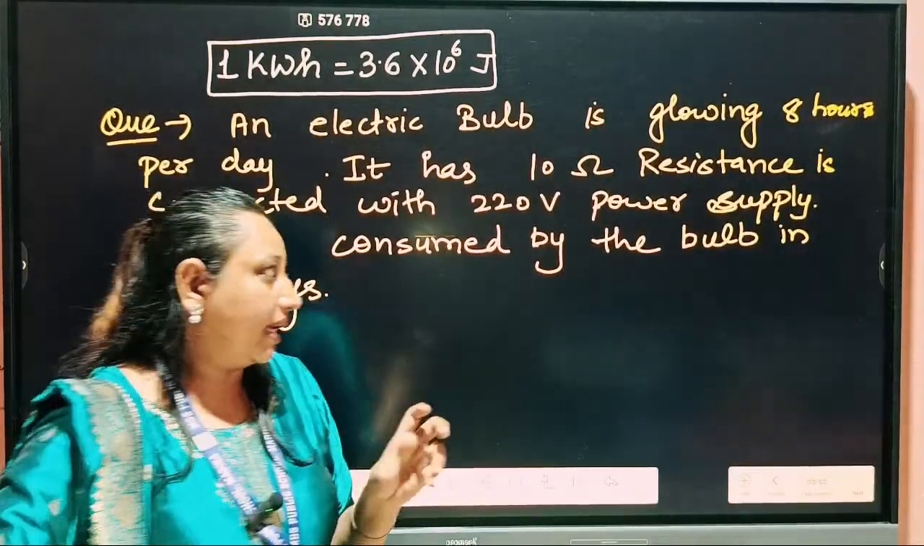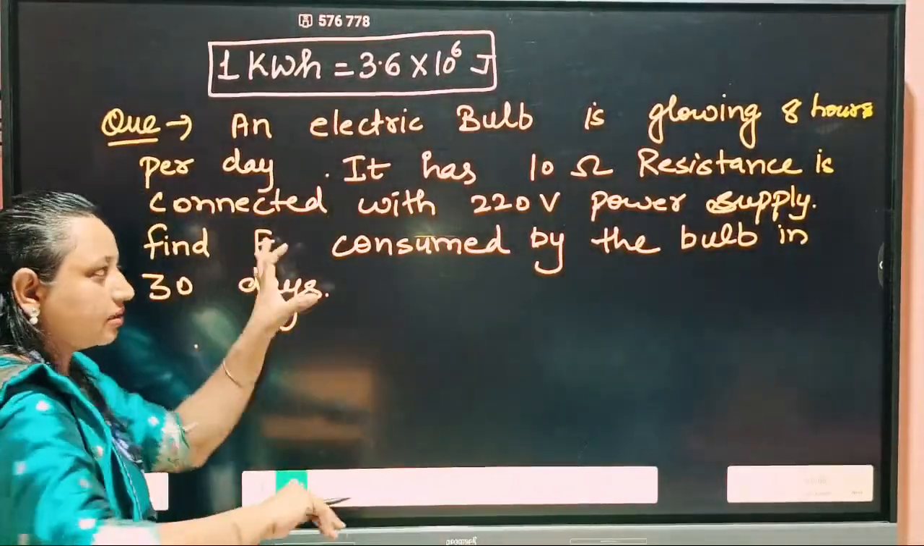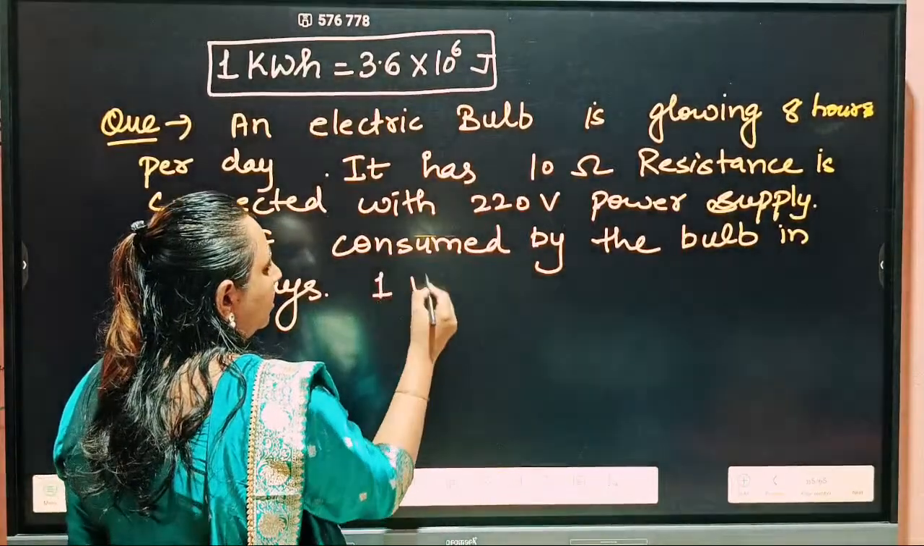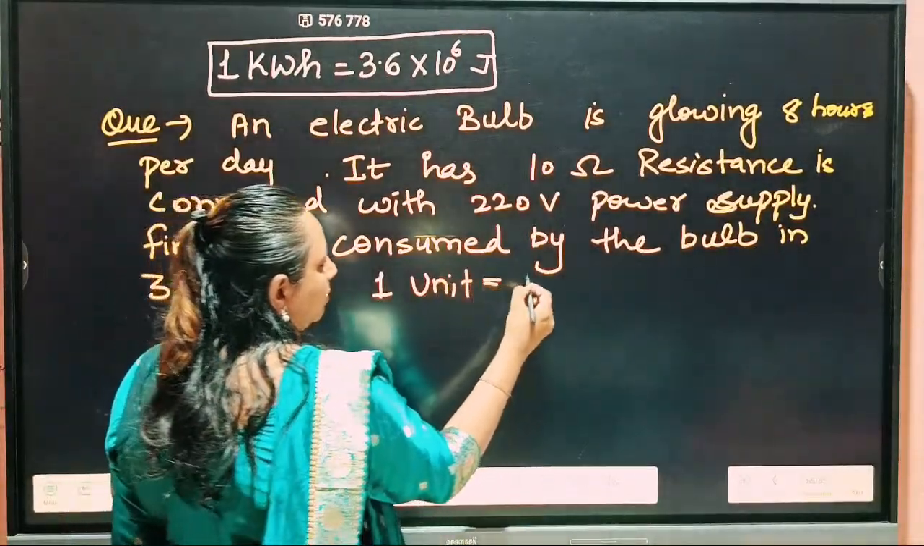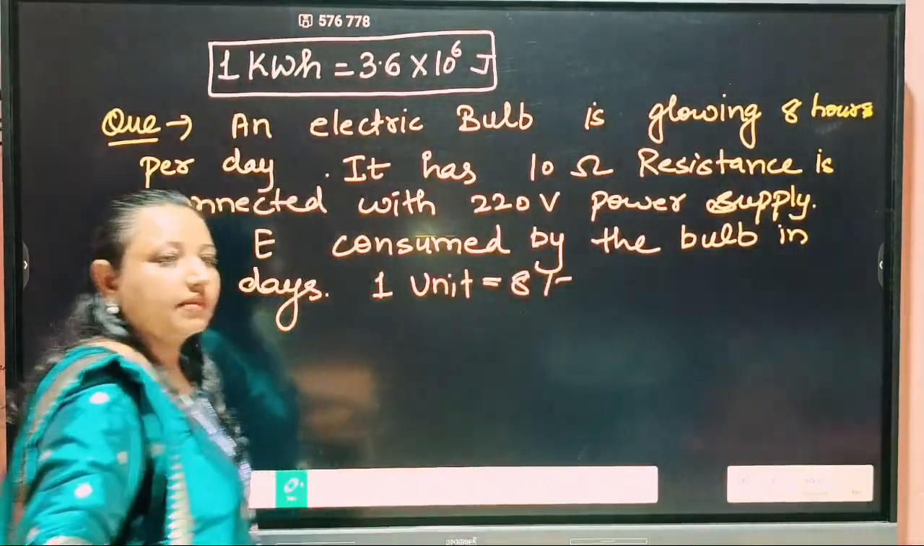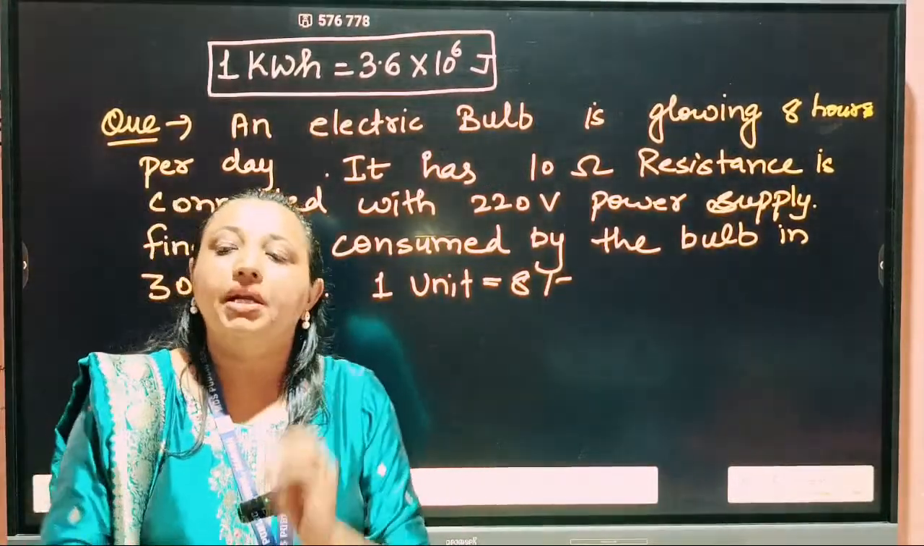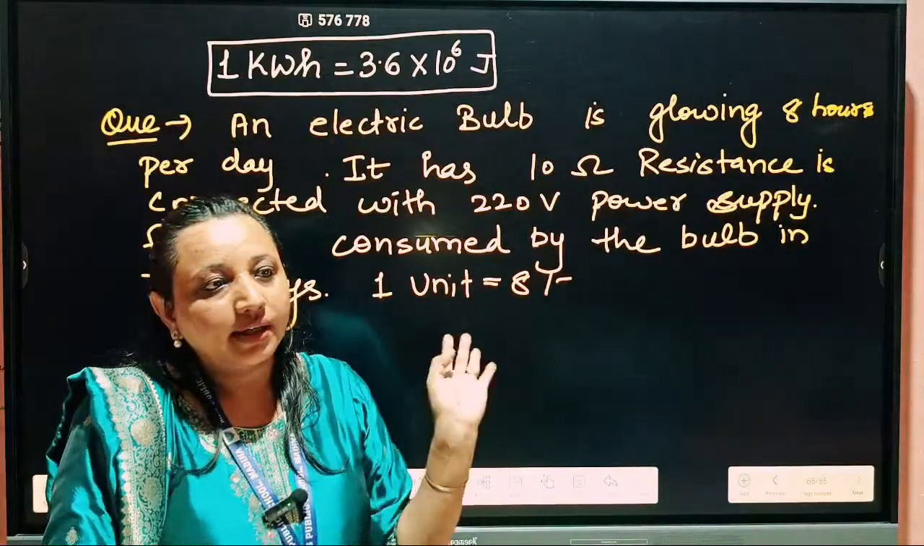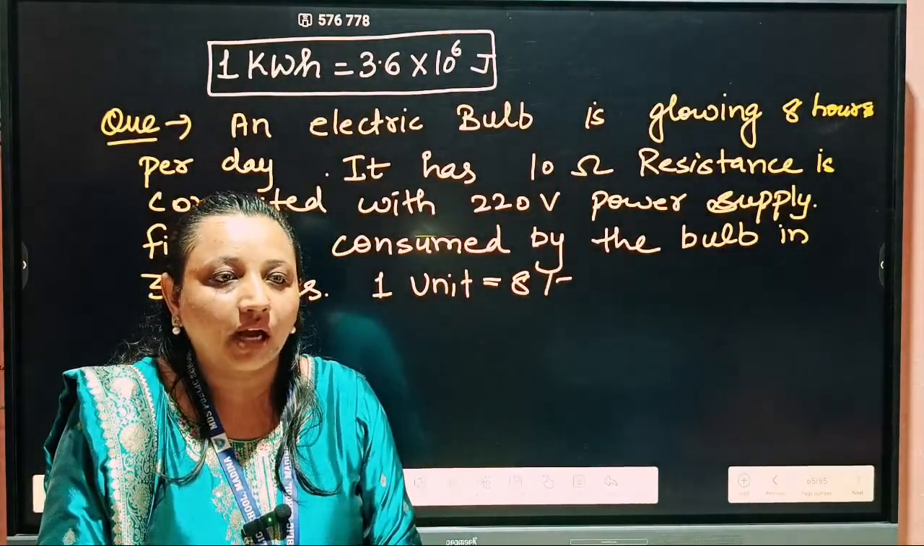And the cost of 1 unit, you can find the cost also in this question. If the cost of 1 unit is equal to 8 rupees, then what is the total cost, the total bill the person should have to pay in a month? Calculate it quickly. How do you calculate?